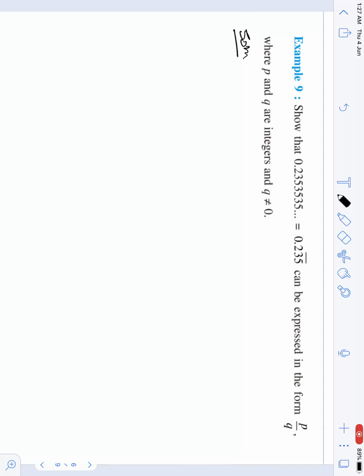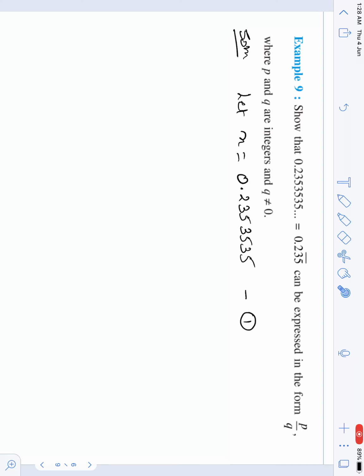Solution, now let us write it directly. Let x equal 0.2353535... Okay, now this is our equation number 1. Now our condition is that we move the decimal.